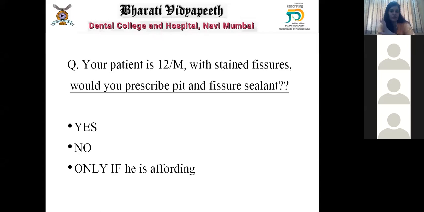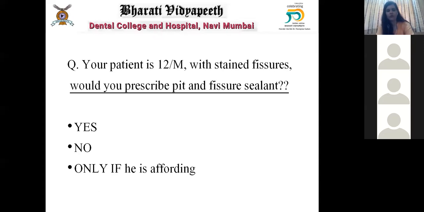Okay, so remember this. Have you got this concept? Yes, understood? Stained fissures do not mean caries. Only if there is a catch will it mean that there is caries, and if there's caries, obviously no pit and fissure sealant. But that doesn't apply in this question. In this question, the tooth is not newly erupted.